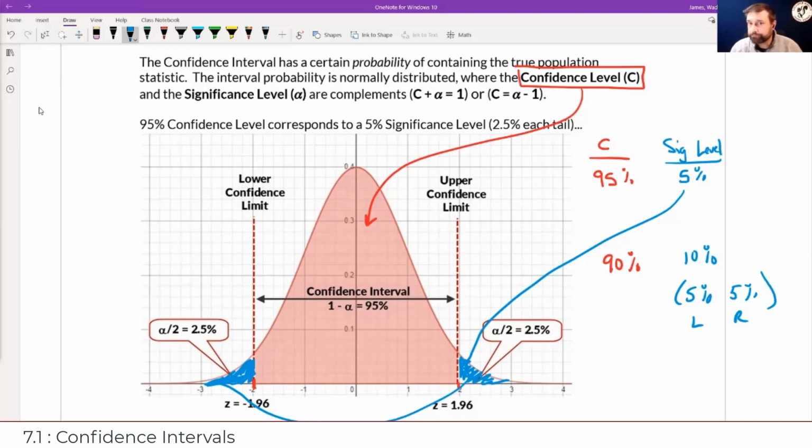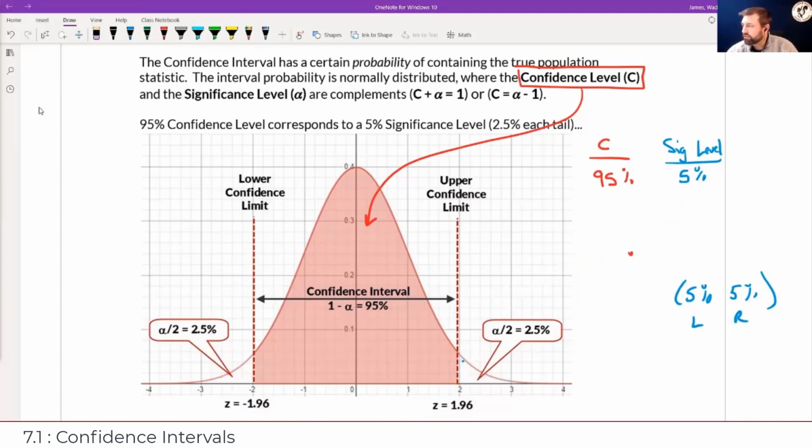Okay, get it? So we're looking at normal distributions, and we have these two levels. We have a confidence level, which is the area in the middle, and then we have something called a significance level, which is the area off the tails, one to the left and one to the right, and it's evenly distributed. And these two ideas are complements. They both add up to 100%, right? Or 1.0.